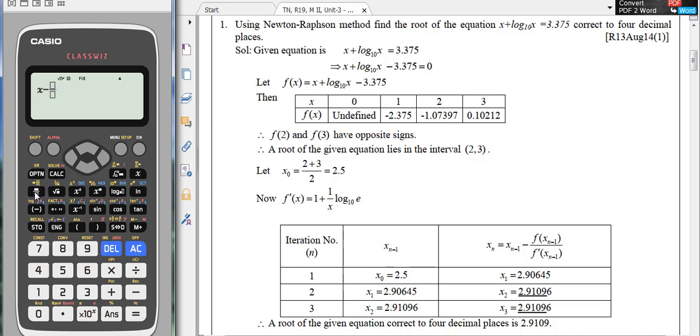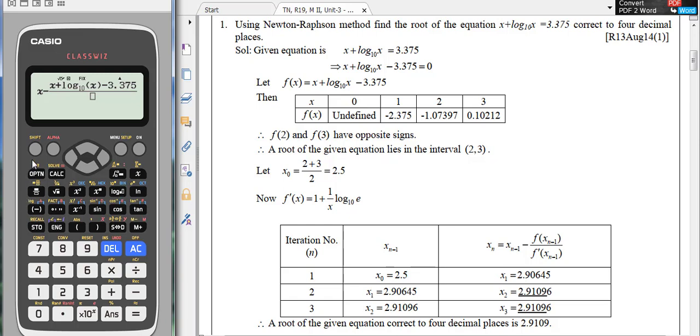F of x is x plus log x. Log key is to be operated as the base is other than e, to the base 10 is here, and log x minus 3.375, which is f of x, and in the denominator we require the first derivative of f of x.